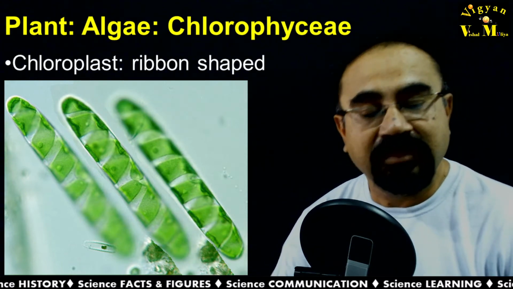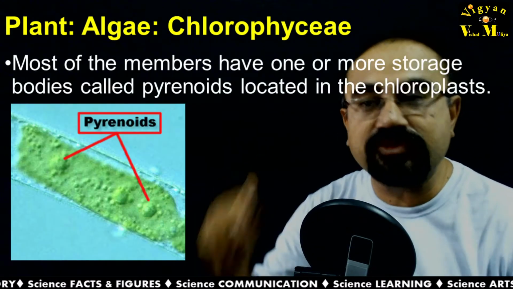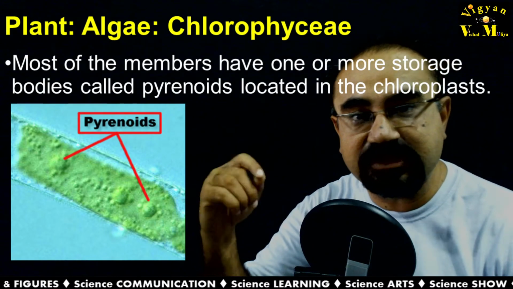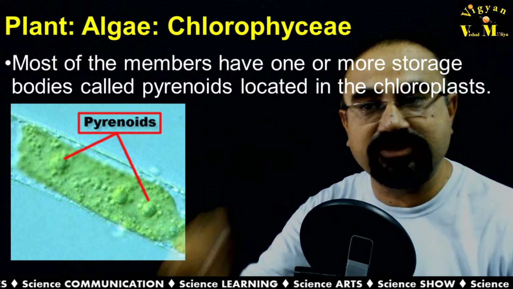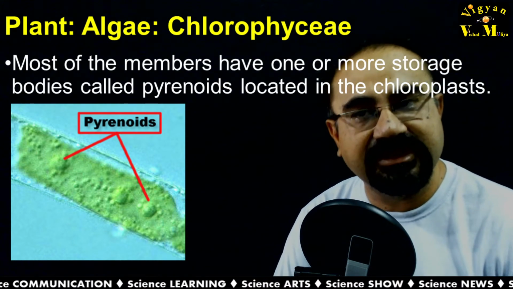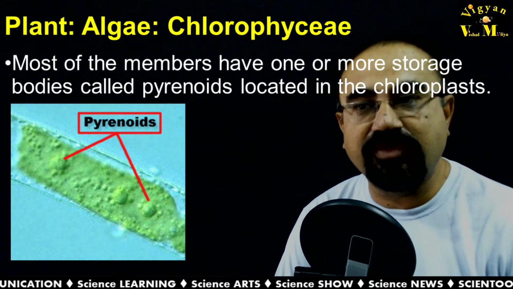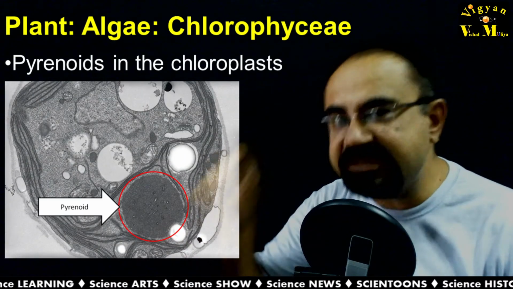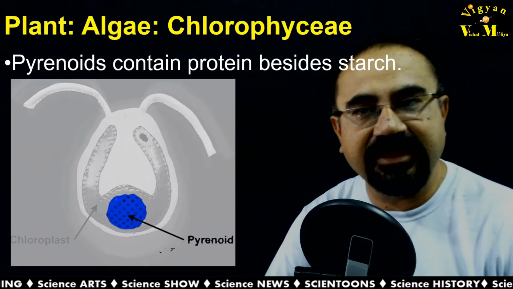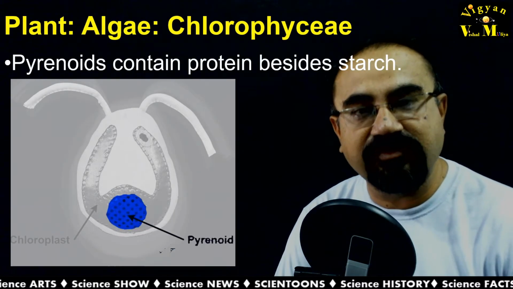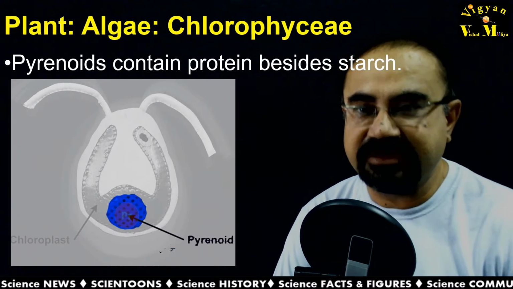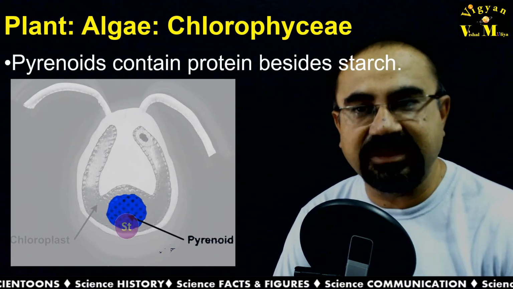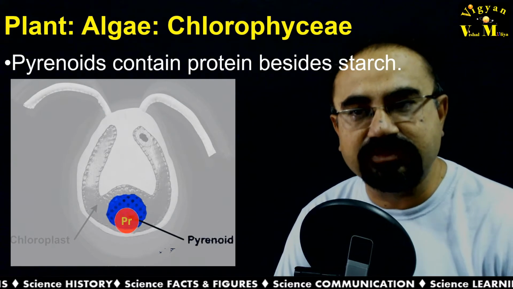Another important thing is that most of the members have one or more storage bodies, and these storage bodies localized in the chloroplast are known as pyrenoids. These pyrenoids are found inside the chloroplast, and they are associated with the storage of protein as well as starch. So one can find protein besides the starch also.